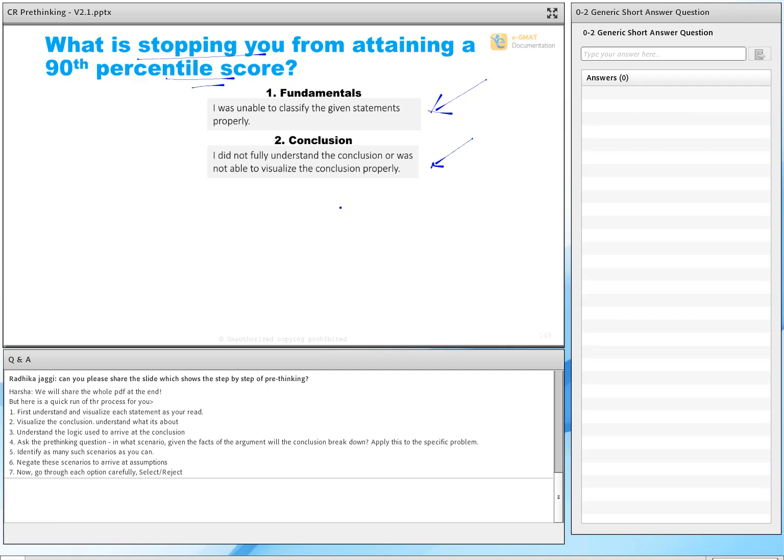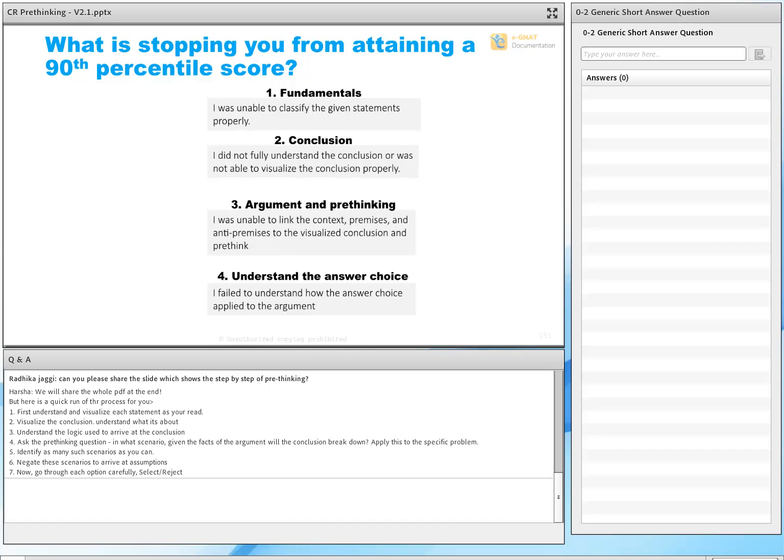And then ask yourself, can I fully visualize the conclusion? Can I translate it into numbers and put something over here? Or can I really just see that scenario happening in front of my eyes? Then link the argument. As you link the argument, ask yourself, do I understand what all the premises are saying and how they are increasing the belief in the conclusion? What is the context? What rule or constraints does this context put in terms of my ability to really understand the logic that the author uses?